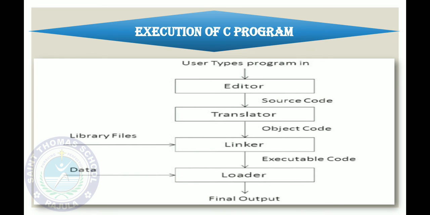Okay, and at the last the loader will load our program, our linked program, into the memory for the final output. So this is the execution process of a program. First the program will be written in the editor, that will become the source code, then that will be translated into machine code, then it will become the object code, then the linker will link our program to the header files, and then it will become the executable code, and then the loader will load our program into the memory, and then the final output will be there.